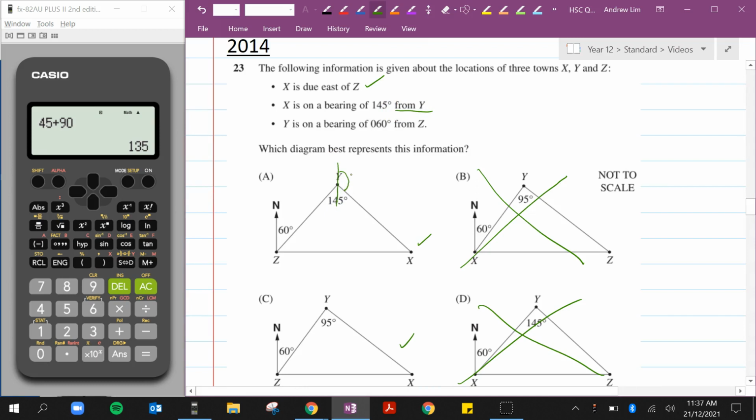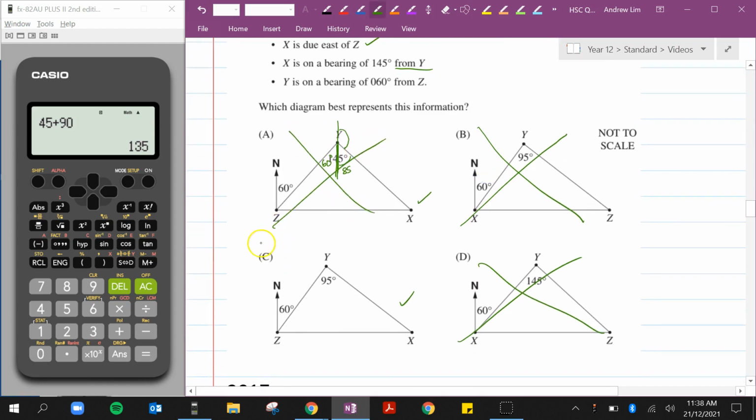That needs to be 145 degrees. Well, we can't really tell at the moment. I don't think that that's 145. Actually, we might be able to. Because this is 60, this has to be 60. Okay, alternate angles. Which means, therefore, that this bit here has to be 145 minus 60, which is 85. So, if we do 180 minus 85, will that give us 145? No, it won't. So, it can't be A. So the answer must be C.